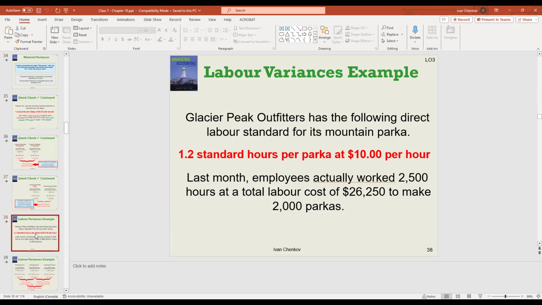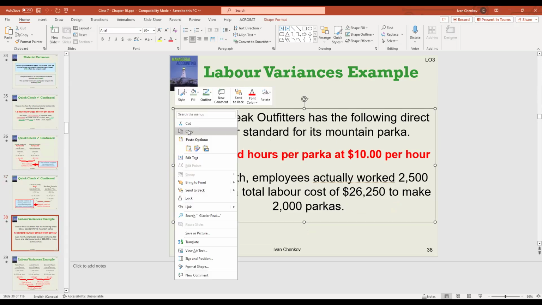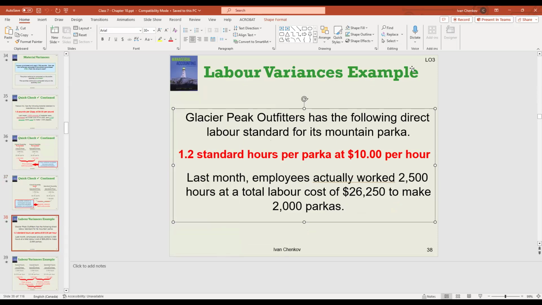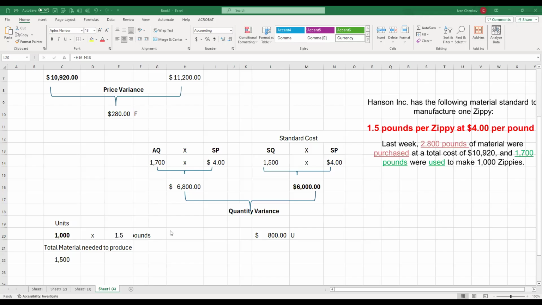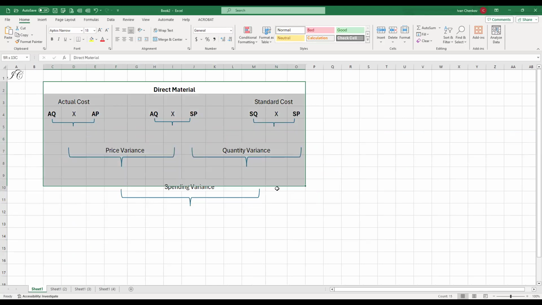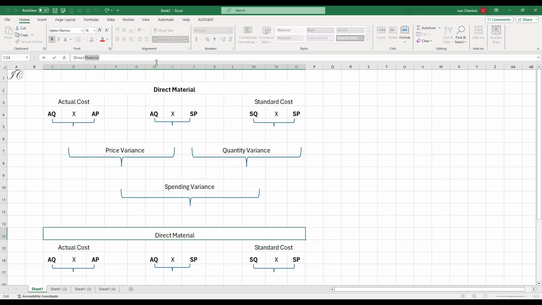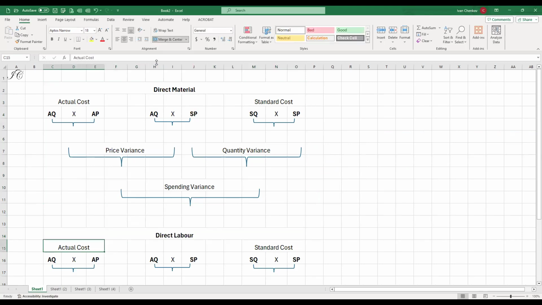Now let's see direct labor variances. For direct labor, we're gonna start by preparing the same chart. So I'm gonna copy this and move again to the Excel spreadsheet. For direct labor, we have to do some modifications here. This is for direct material. For direct labor, let me show you how this is gonna change. First, the name is gonna change. Instead of direct material, it's gonna be direct labor.